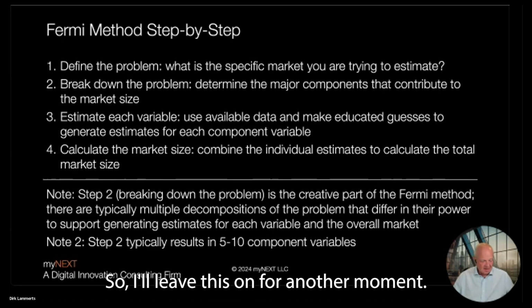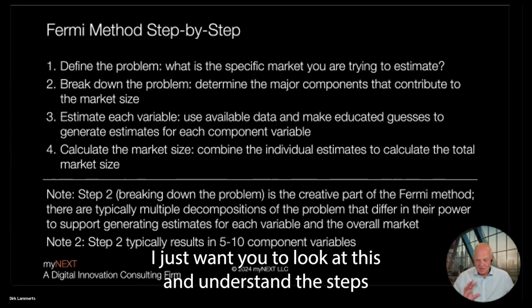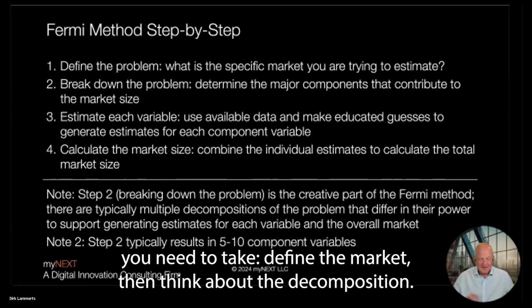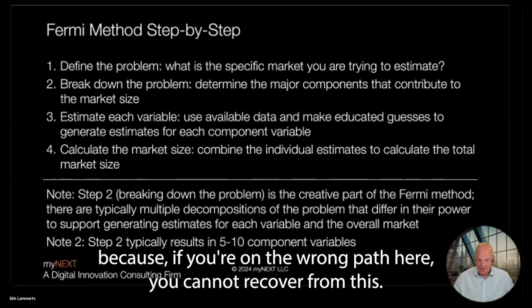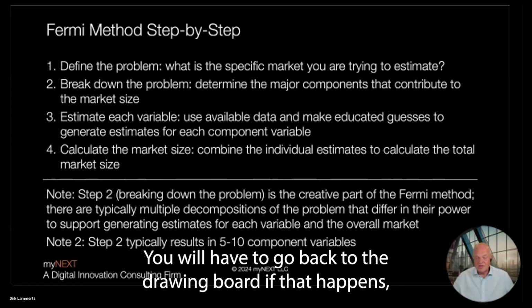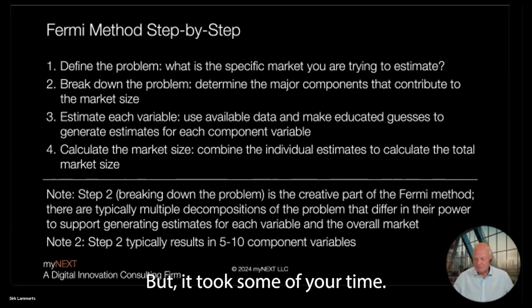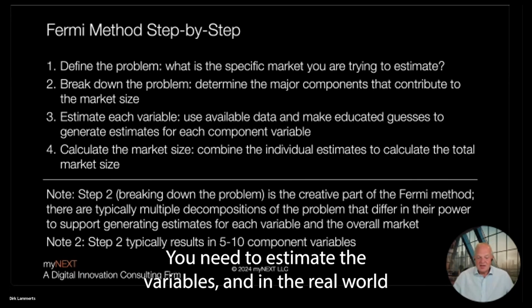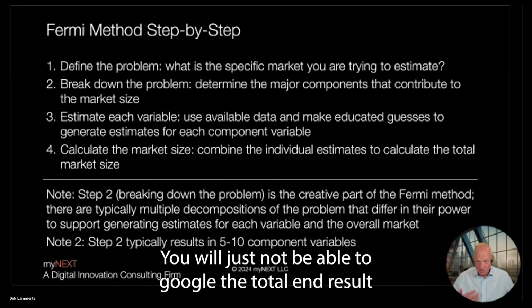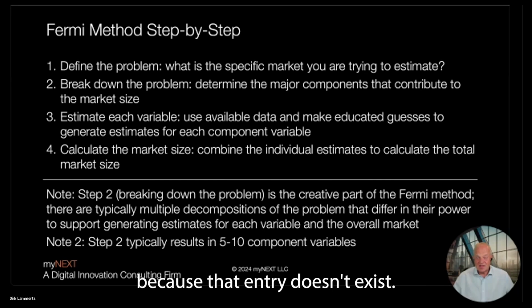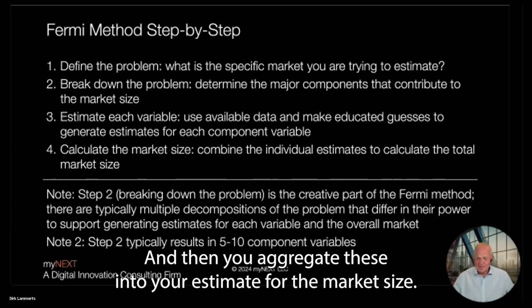So I'll leave this on for another moment. I just want you to look at this and understand the steps you need to take: define the market, then think about the decomposition, and that probably takes the majority of time, because if you're on the wrong path here, you cannot recover from this. You will have to go back to the drawing board if that happens, which is okay, but took some of your time. You need to estimate the variables. And in the real world, you will be able to Google a number of those, and that's perfectly fine. You will just not be able to Google the total end result, because that entry doesn't exist. And then you aggregate these into your estimate for the market size.